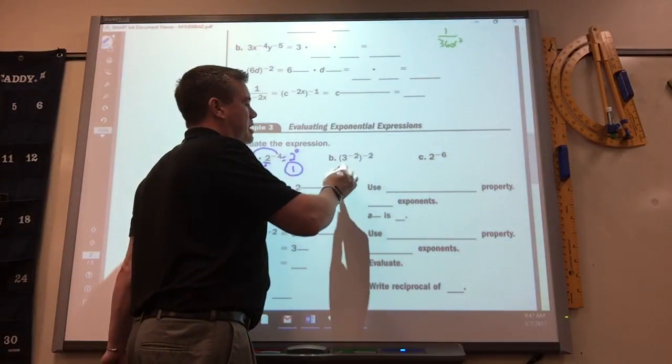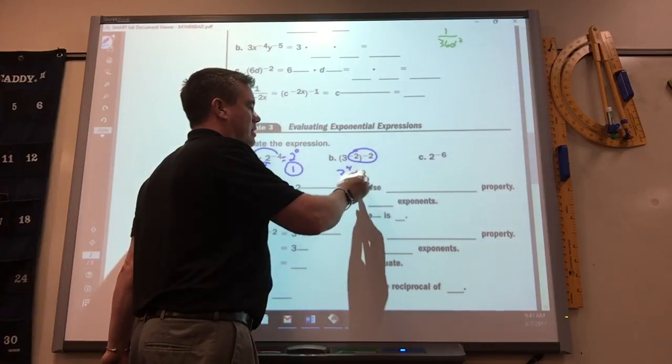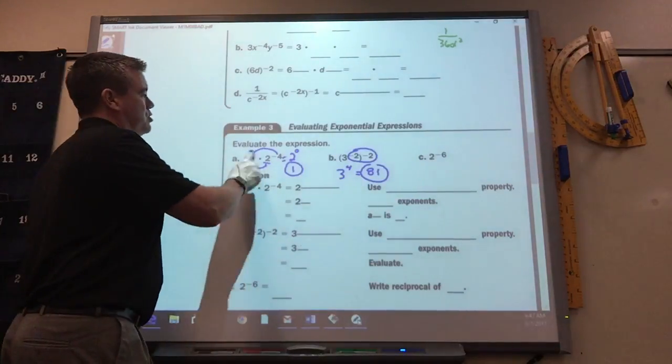Power to a power means you multiply 4, and 3 to the 4th, use your calculator, it's 81, because it says to evaluate.